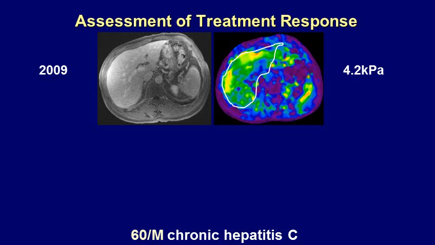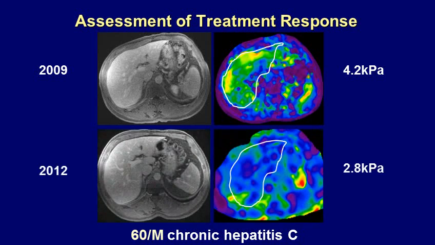MR elastography can be used to assess the response of liver fibrosis to treatment. This is a patient who has chronic hepatitis C infection and who started treatment in 2009. At the beginning of the treatment, the stiffness of the liver was about 4.2 kilopascals. And here, in 2012, after treatment, the liver stiffness has decreased almost into the normal range at 2.8 kilopascals, showing a good response to therapy.